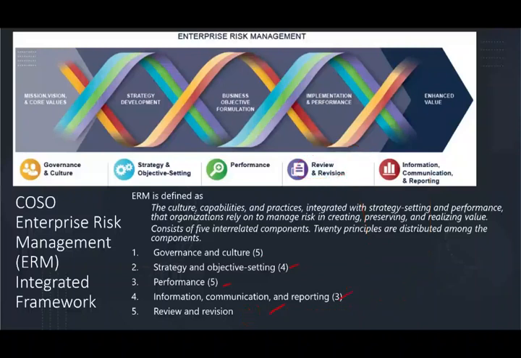Once again, on ERM, many CPA review courses give you a lot of mnemonics. I'm not against mnemonics, but only to a degree. It's very important that you understand it, rather than memorizing it, because you don't have to remember everything verbatim, but you have to apply what you know in a multiple choice setting.